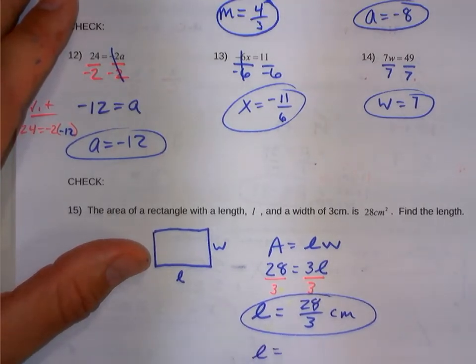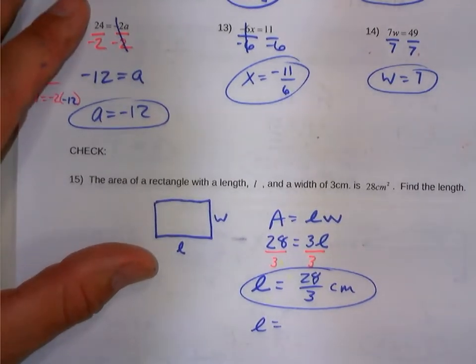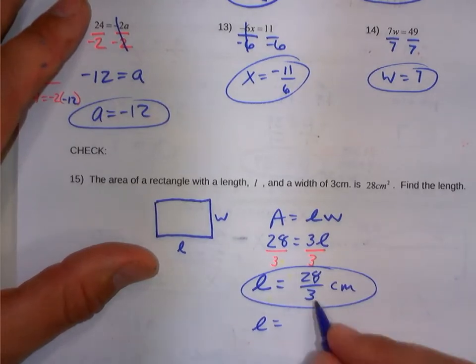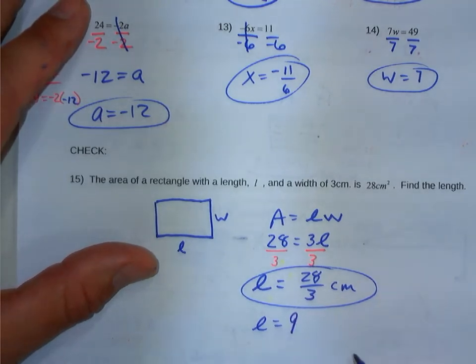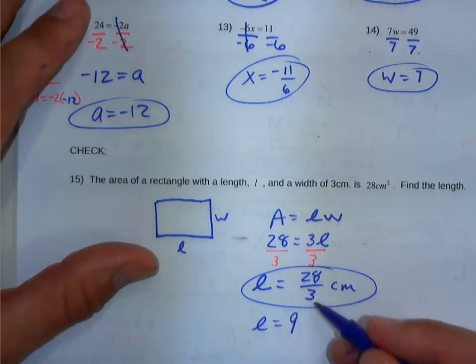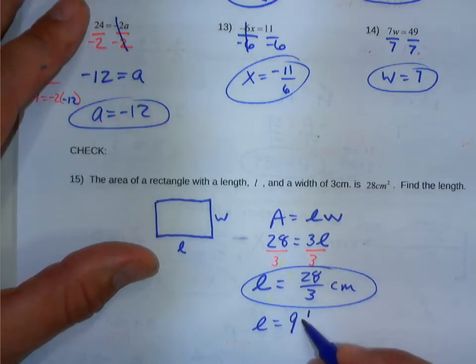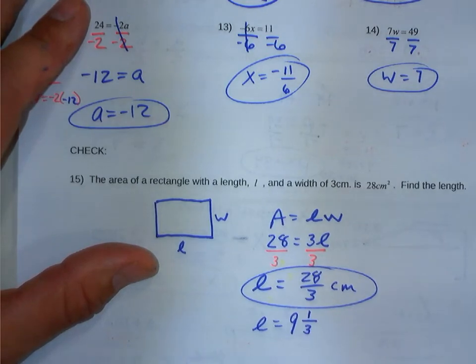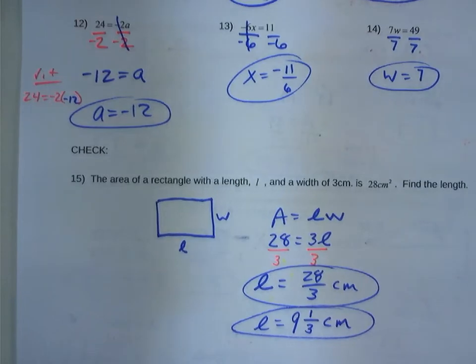So I'm going to actually change this into a mixed number. This is where you would want a mixed number, so you have some idea of what is 28 thirds. Well, how many times does 3 go into 28? 3 goes into 28 9 times, right? And if you need to, go off to the side. 9 times 3 is 27. Subtract that from 28, and that leaves me with a third. Okay, and then again, that's in centimeters. So it's about 9 1/3 centimeters is what your final answer is.